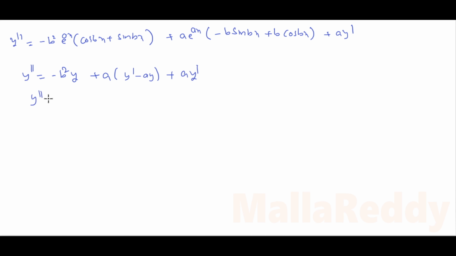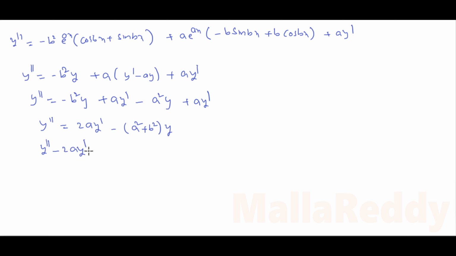Y double dash is equal to minus b square y plus ay dash minus a square y plus ay dash. Here is ay dash plus ay dash, that is 2ay dash, that is y double dash is equal to 2ay dash minus of a square plus b square into y. Take this side, that is y double dash minus 2ay dash plus a square plus b square into y is equal to 0. Here k value is 2a and L value is a square plus b square.